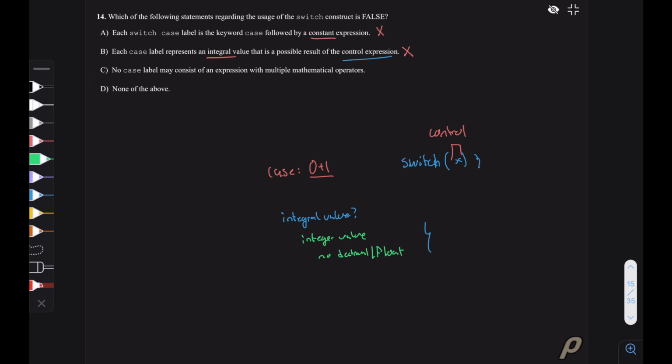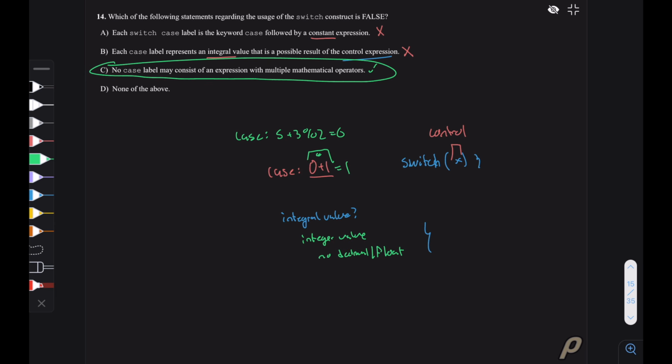And then C, no case label may consist of an expression with multiple mathematical operators. This is actually false, so this is the correct answer. This is a prime example. This one right here is legal, the 0 plus 1, because it always evaluates to 1. It never changes. Maybe you could also have a case 5 plus 3 mod 2, but we always know that expression is going to evaluate to 6. So we can still have multiple mathematical operators. It just has to evaluate to a constant expression. So that means C is going to be our correct answer.